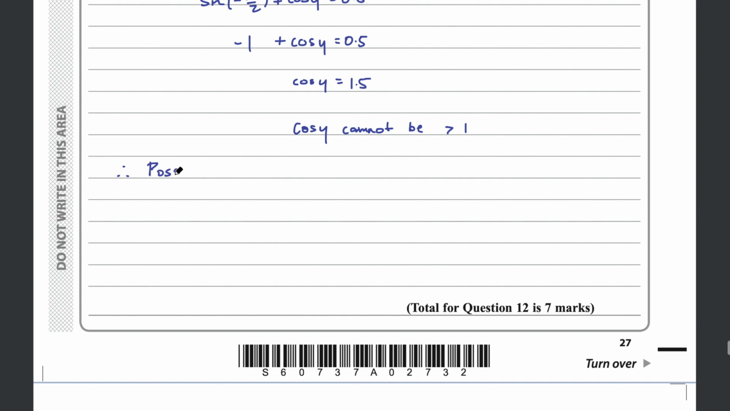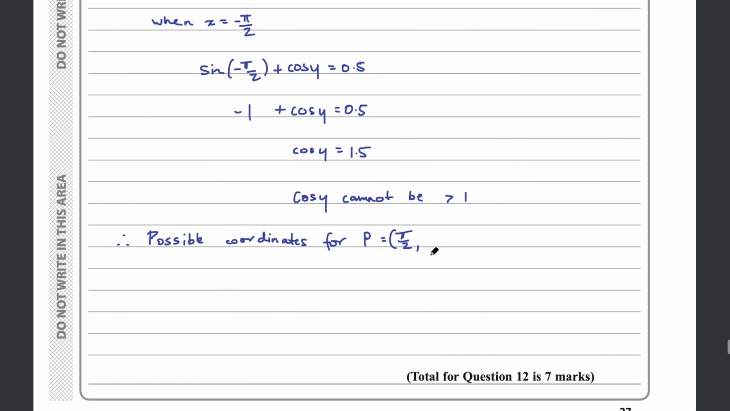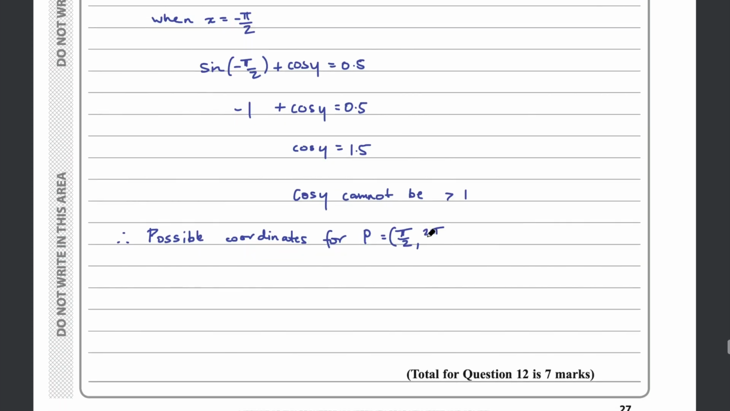we have all our possible coordinates, and we just need to write them down in our final answer. So the possible coordinates for P will equal pi on 2, what were they? The y values were 2 pi on 3, and pi on 2, negative 2 pi on 3.